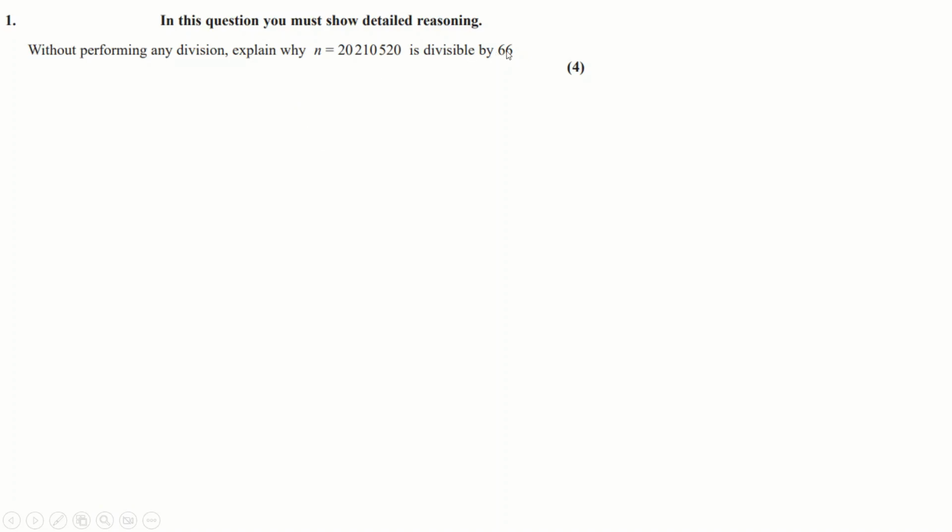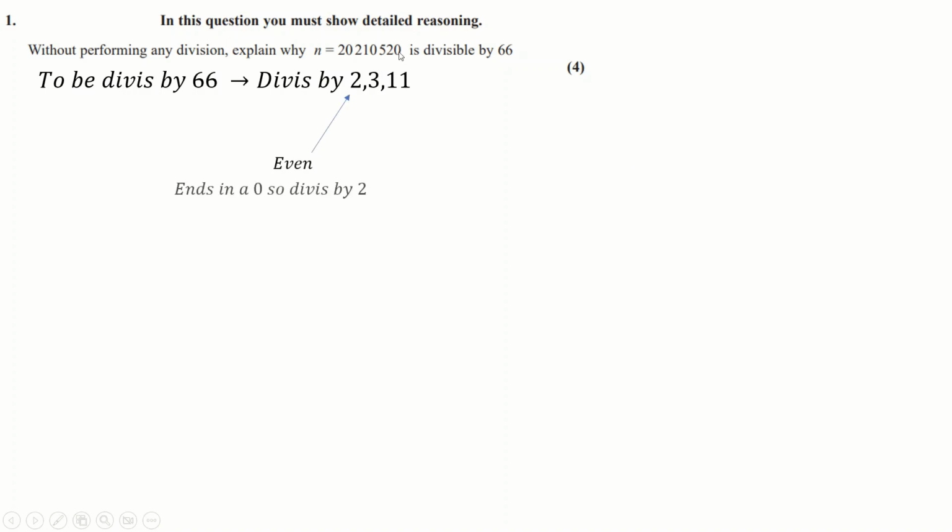Show that this thing is divisible by 66. To be divisible by compound numbers like 66, you just need to be divisible by all its primes. 2 times 3 times 11 makes 66, so we just need to be divisible by these things. Of course, to be divisible by 2, you just need to be even. This ends in a 0, so it's even, so that's good.